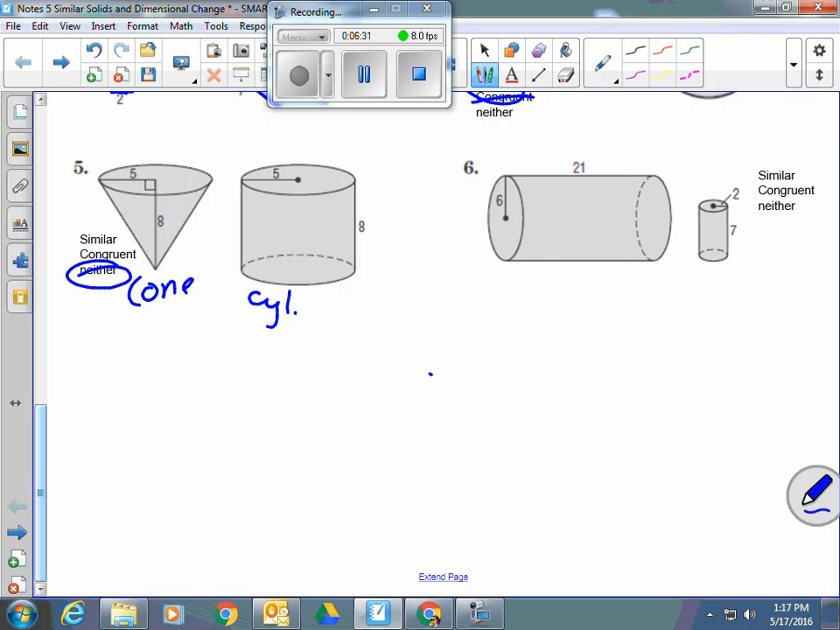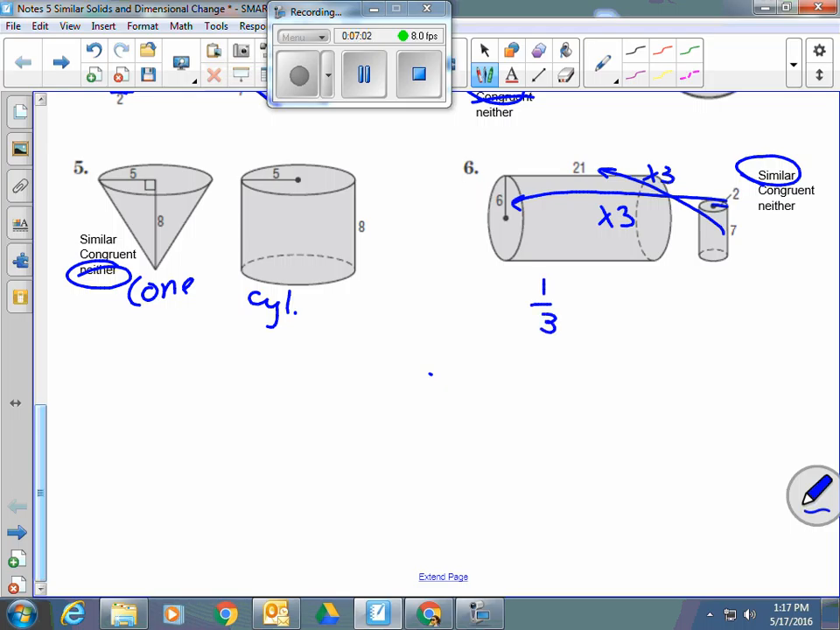And then number 6, how many of you think they're similar? Congruent? Neither. Okay, here, how do I get from 2 to 6? Times 3. How do I get from 7 to 21? 3. So these are absolutely similar because their scale factor is the same. Is my shape getting bigger or smaller? Smaller, so is my scale factor really 3? No, my scale factor is really 1 over 3.